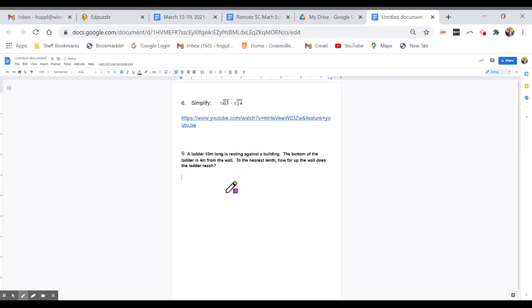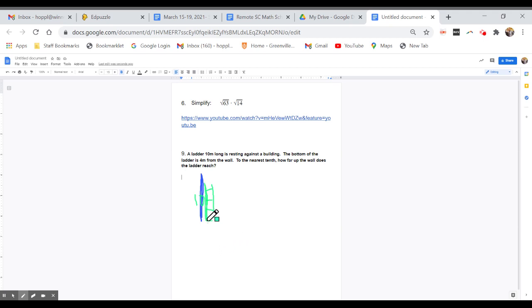So I like to draw a picture with this just to give me an idea of what's going on. So I'm gonna draw my building in blue. So this is like the wall of the building. And then my ladder, I'm gonna put up next to it. So I'm gonna draw my ladder here. And it says it is 10 meters long. So I'm gonna put a 10 there.